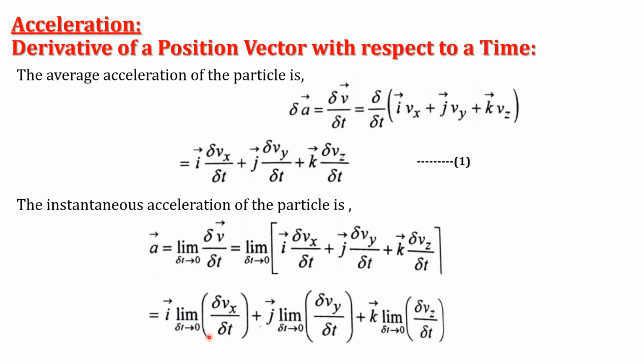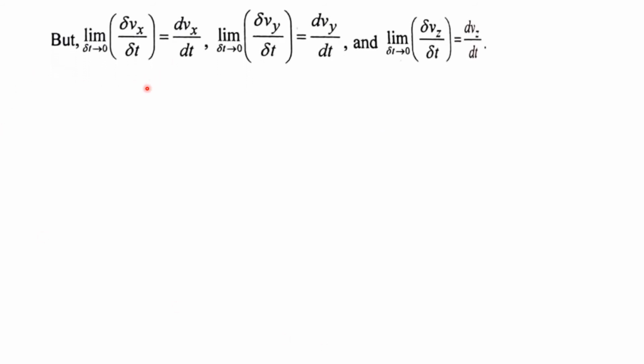In the limiting value, as delta t tends to 0, delta vx by delta t is dvx by dt. Similarly, the limit of this bracketed term is dvy by dt, plus the third term dvz by dt. Hence, we rewrite the next equation directly. This is the term we wrote earlier.